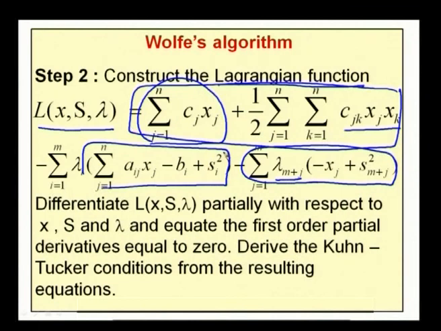Now, differentiate this Lagrangian function partially with respect to the decision variables x, s and lambda, and equate the first order partial derivatives to 0. We derive the Kuhn-Tucker conditions. So, step 2 in Wolfe's algorithm is to construct the Lagrangian function for a given quadratic programming problem, take the partial derivatives of the Lagrangian function with respect to x, s and lambda, equate them to 0, and derive the Kuhn-Tucker conditions.